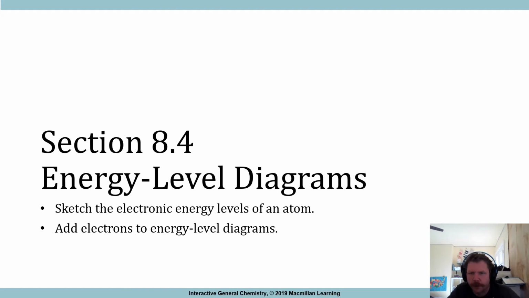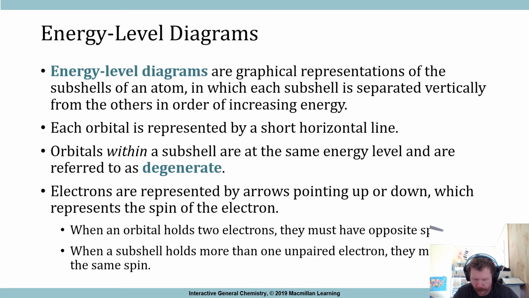All right, 8.4, energy level diagrams. Energy level diagrams are representations of the different subshells of an atom, in which each subshell is separated vertically from the others in order of their increasing energy. Each orbital is represented by a short horizontal line. Orbitals within a subshell are at the same energy level and are referred to as degenerate. So orbitals within a subshell are degenerate.